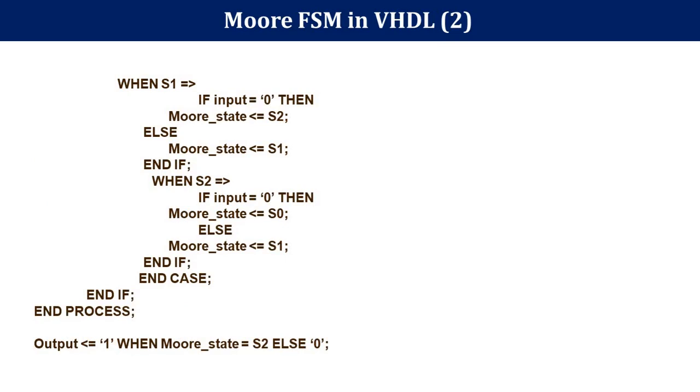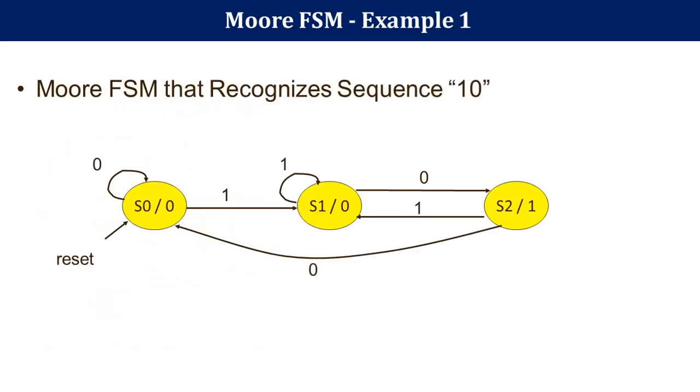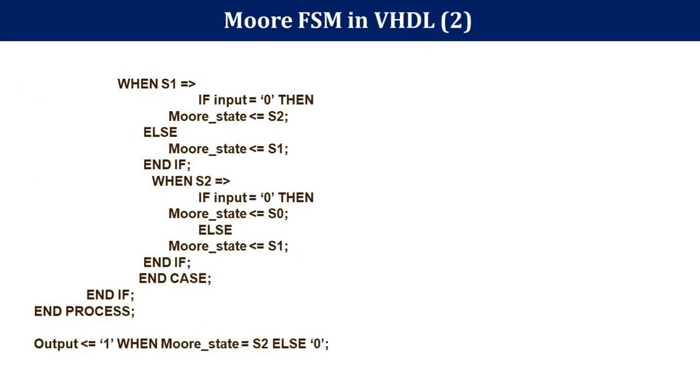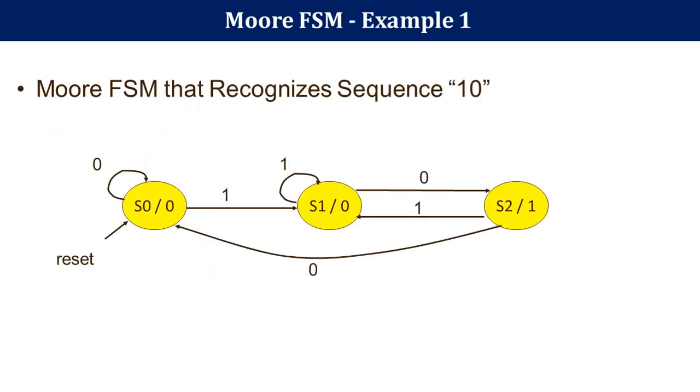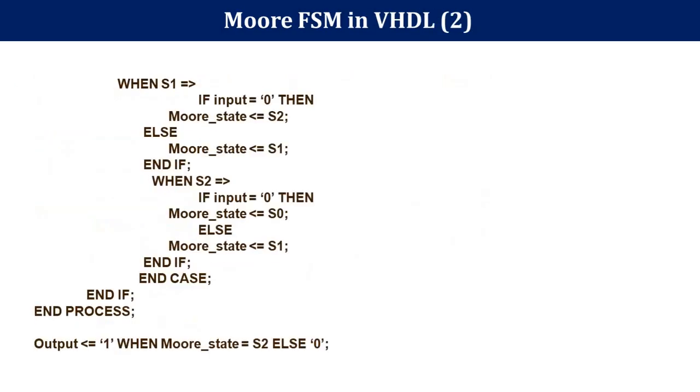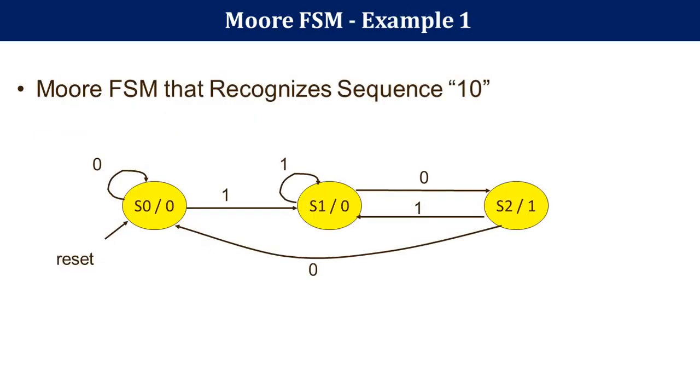End of the if. Third, when state is S2, at that time if input is 0, then Moore state is assigned H0. Here in the state diagram you can see we are in the state S2, and when input is 0, it will transit from S2 to H0, means it will go to the first state. Otherwise it will return to the same state. Hence when Moore state is S2, if input is 0, then Moore state is H0, else Moore state is S1.